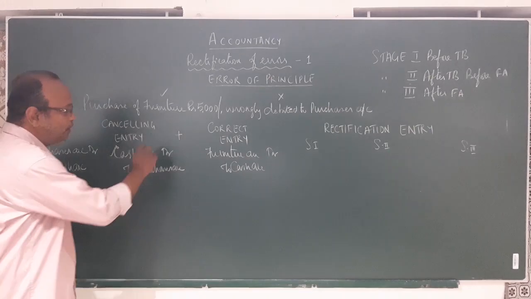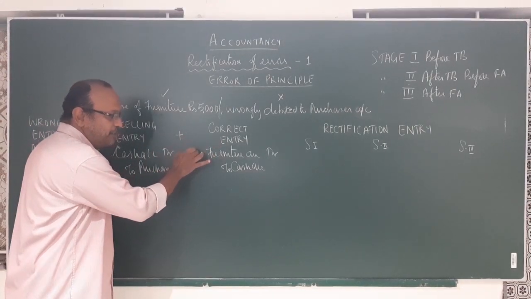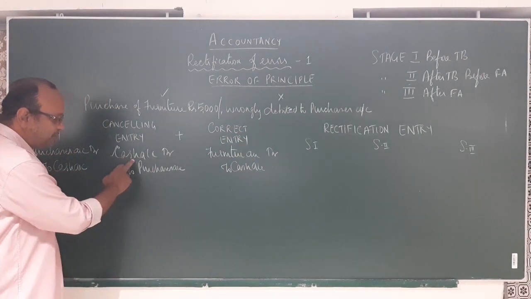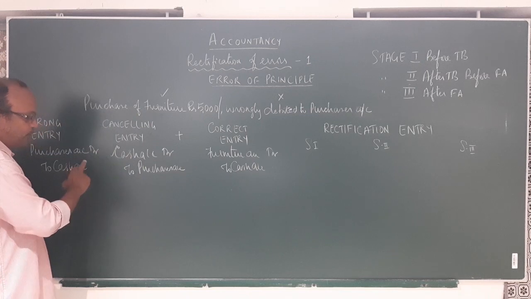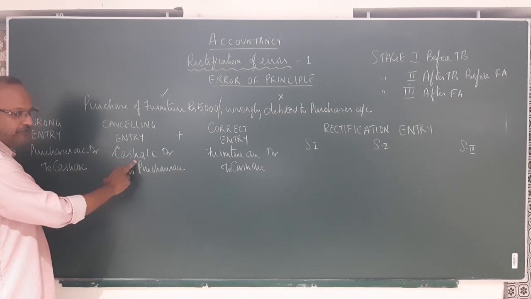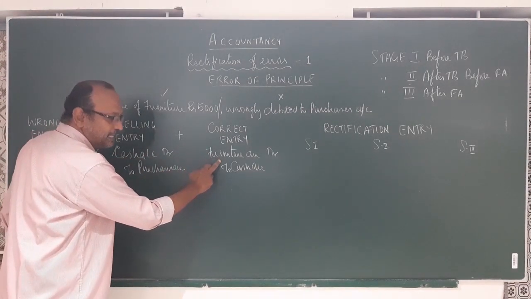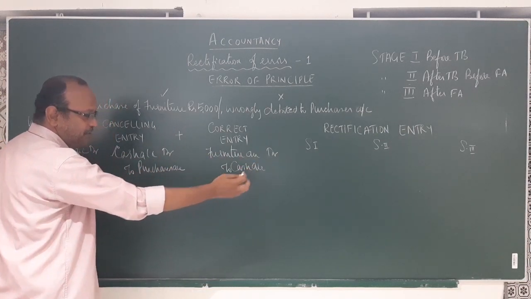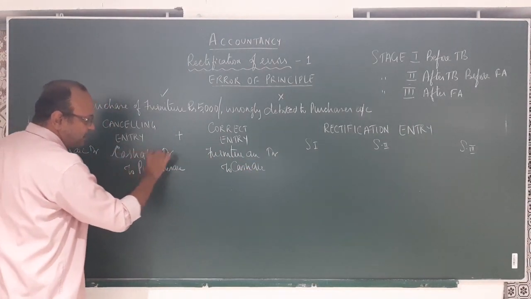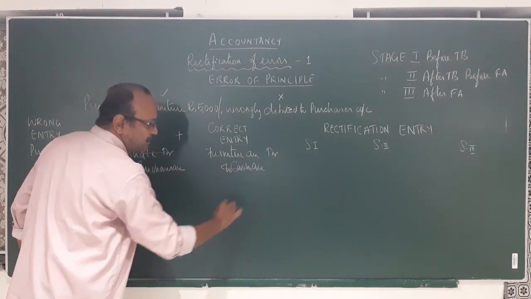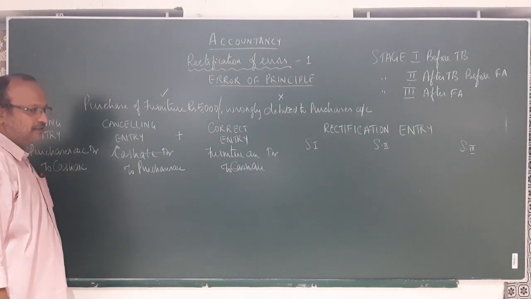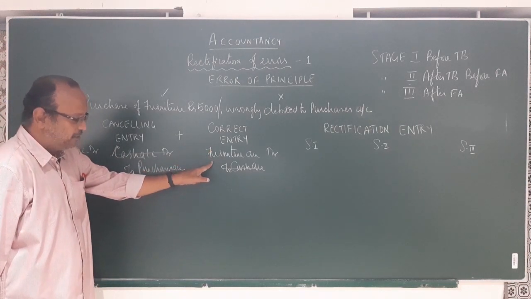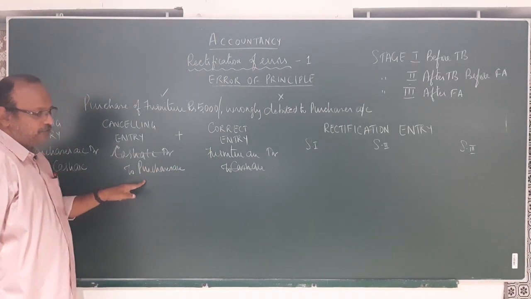Now what we do? We combine these two journal entries and write it as a rectification journal entry. By this journal entry, we cancelled the effect of the error. Now we have written the correct journal entry. We combine these two and write the rectification journal entry. This cash account debit to cash account gets cancelled, isn't it? What is left over there? We have got in the debit, furniture. In the credit, we have got purchases.